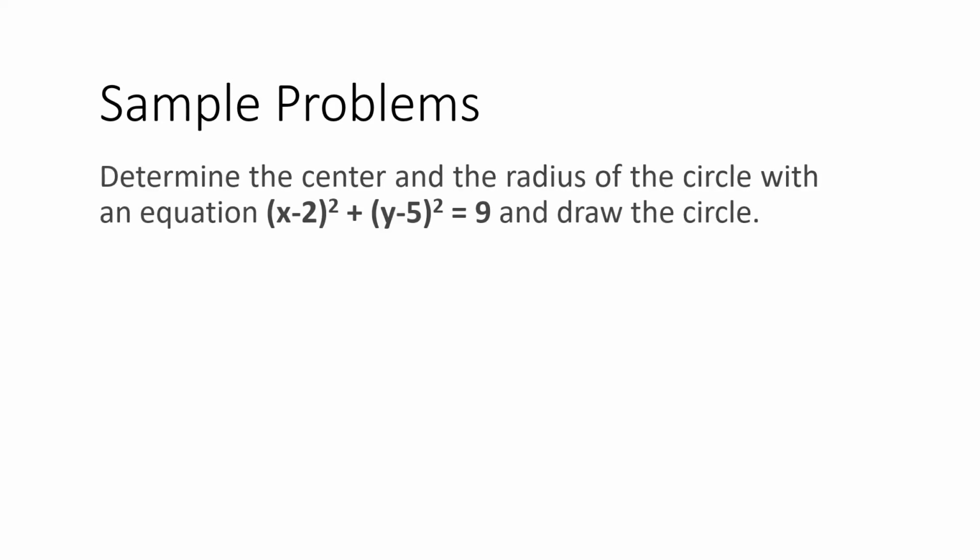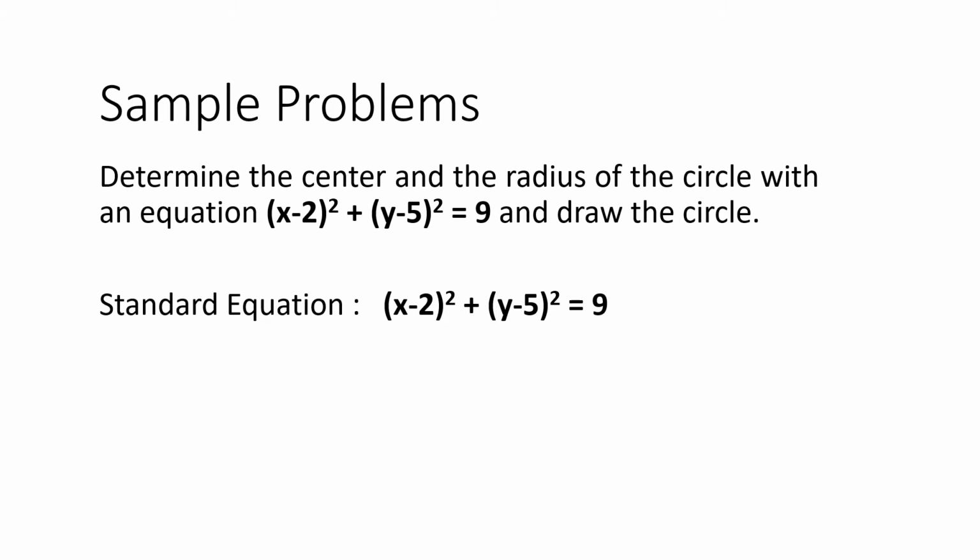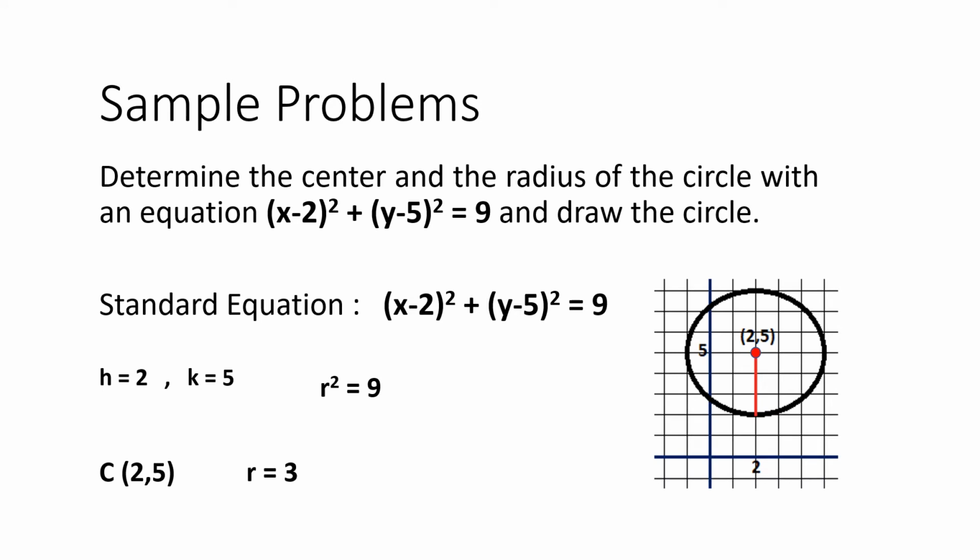Let's try to solve some sample problems regarding circle with center at (h, k). Determine the center and the radius of the circle with an equation (x − 2)² + (y − 5)² = 9, and draw the circle. Based on our given standard equation, our h is equal to 2 and our k is 5. Our r² is equal to 9, so our r will be equal to 3. Given the h and the k, the center of our circle will be at (2, 5). So this is our circle with center at (2, 5) with a radius of 3.